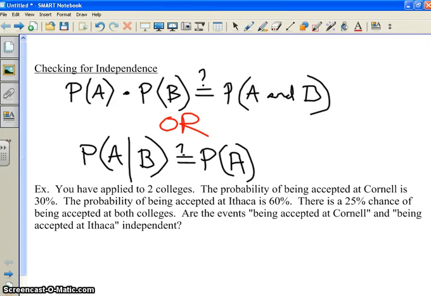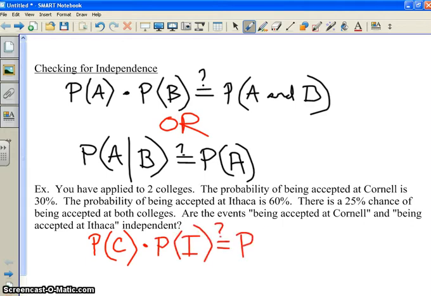So let's put this into play in your college problem down below. Since we are given the probability of Cornell, the probability of Ithaca, and also the probability of being accepted at both colleges, let's use the first equation, the independent event equation. So let's see if the probability of getting into Cornell times the probability of Ithaca is the same as the probability of getting into both Cornell and Ithaca.